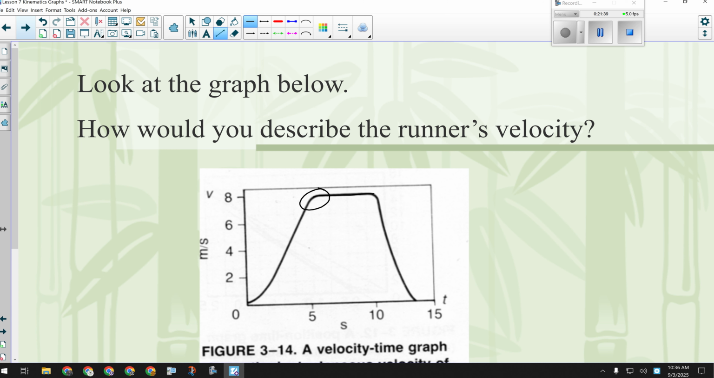And then I would assume they probably crossed the finish line, and that's what the last part would be. Crossing the finish line. Did they stop?